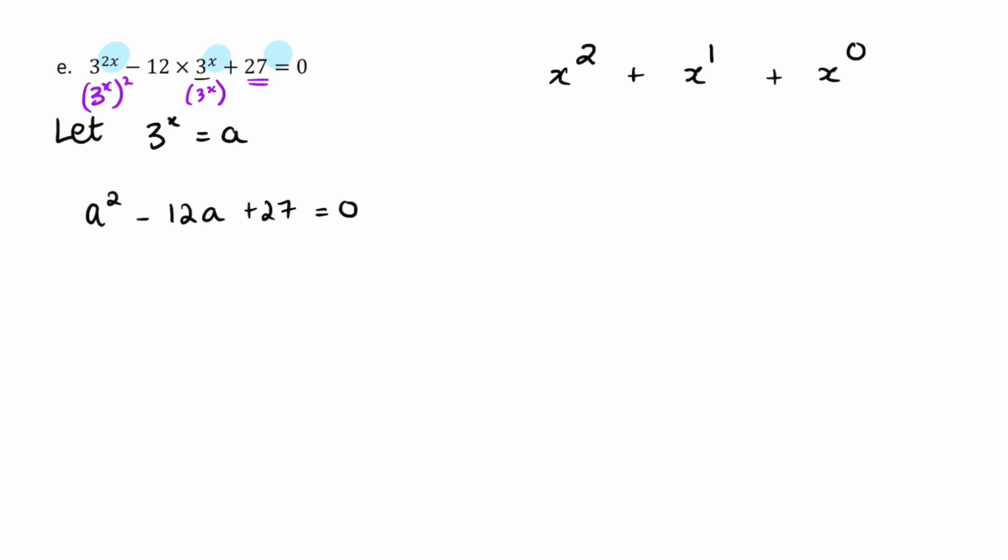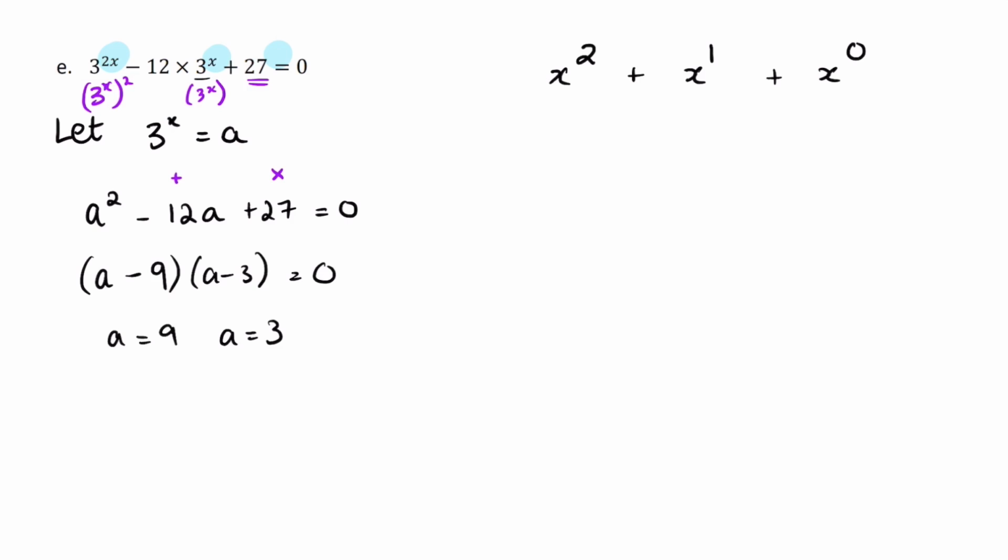So what I need in this case is two numbers that multiply to give me 27 and add to give me negative 12. Those two numbers will be negative 9 and negative 3. So they can go straight into brackets. And then I can solve for a. But the thing is, I'm not solving for a, I'm solving for x.